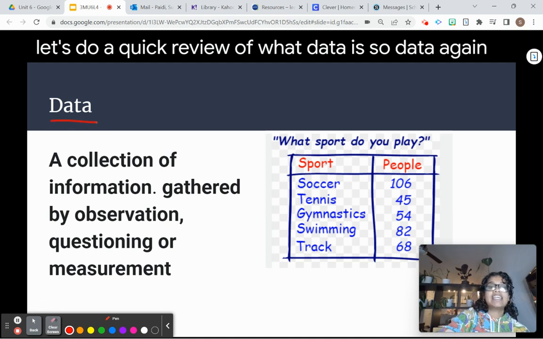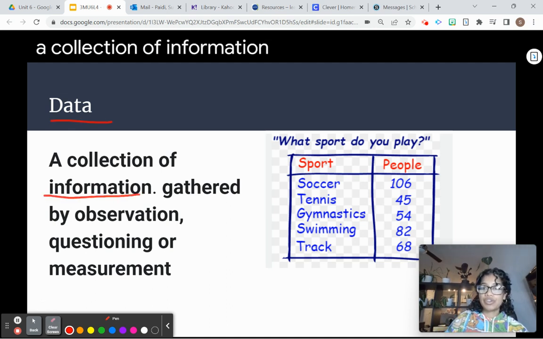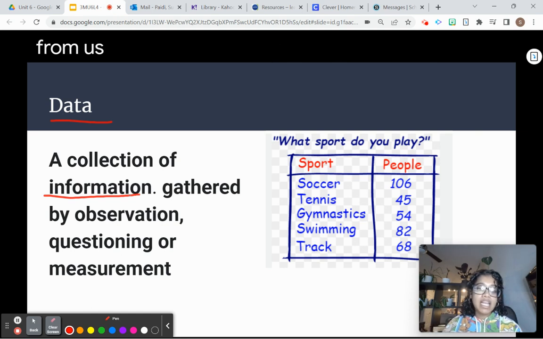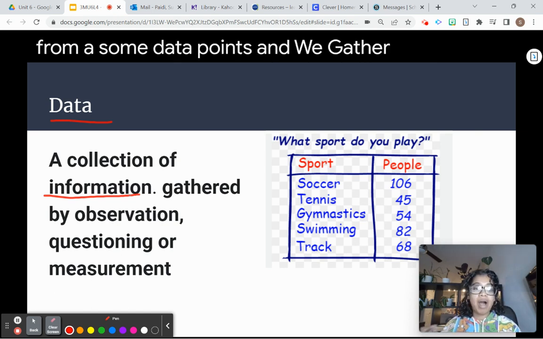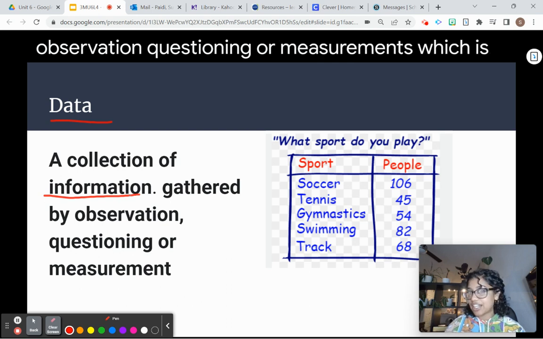All right, let's do a quick review of what data is. So, data again is a collection of information, right? We are asking a question, we're trying to figure out some data points from it, and we gather that from observation, questioning, or measurement. So, it's just a collection of information.